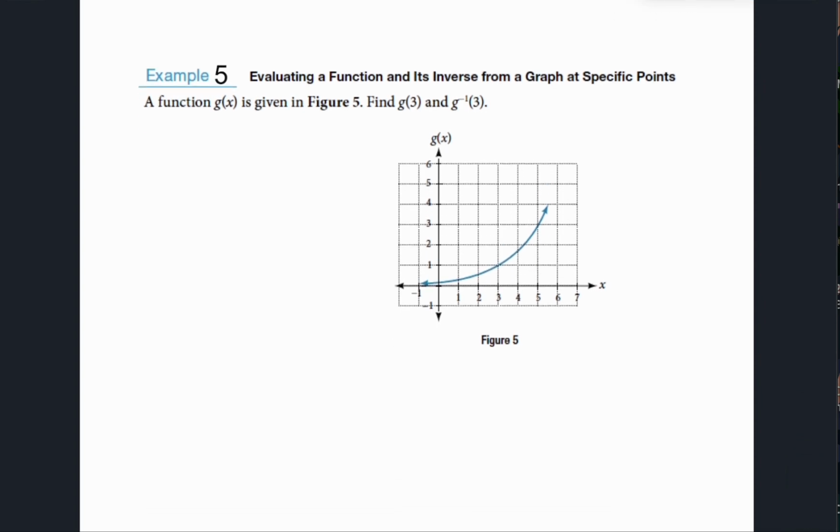So here we have a function. They say to find g of 3 and g inverse of 3. So first, let's talk about g of 3. In this particular one, that means that x is 3, and they want to know what is the y. So we just go over to the graph, and the answer is 1. At an x value of 3, we have a height of 1. So that means that the point 3, 1 is on our g function.